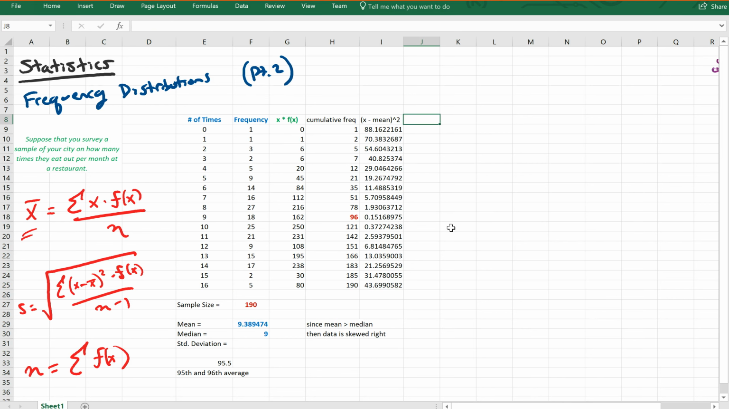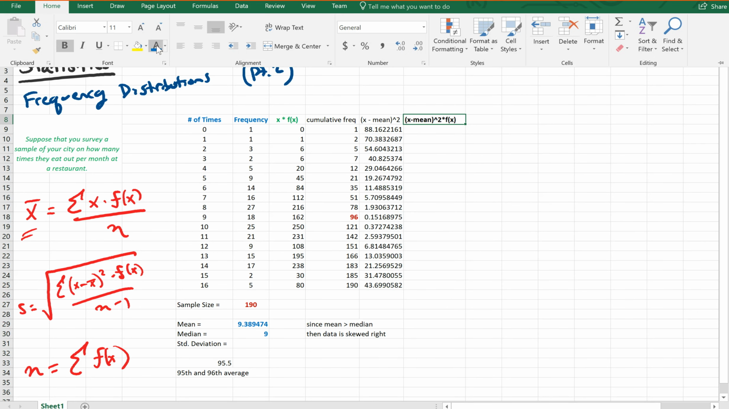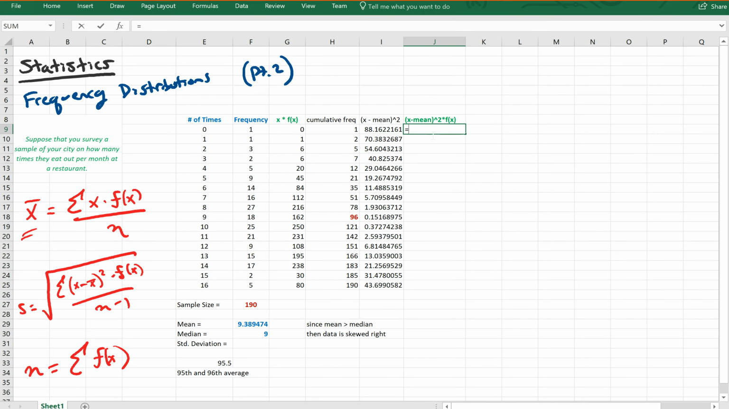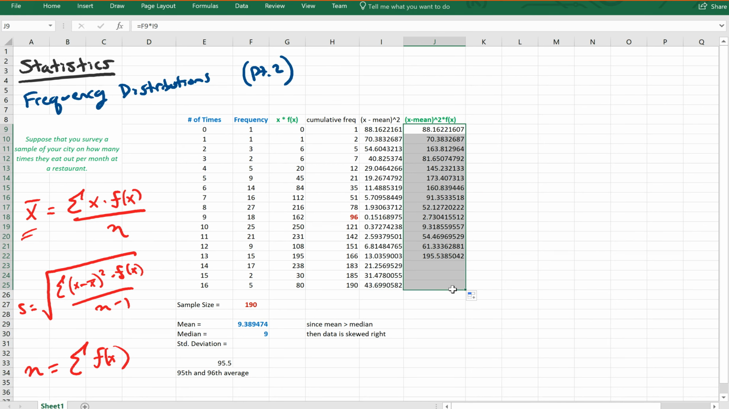Alright, so then I'm going to calculate, okay, well, what is the x minus x bar squared times f of x value? So this is going to be the values in the numerator of this standard deviation formula that we're going to add up. So we can just calculate this by taking the frequency and multiplying it by this x minus mean squared. And then I'm just going to click and drag that down.